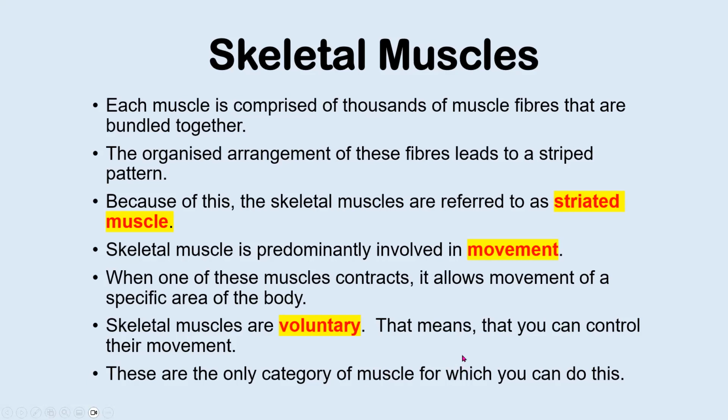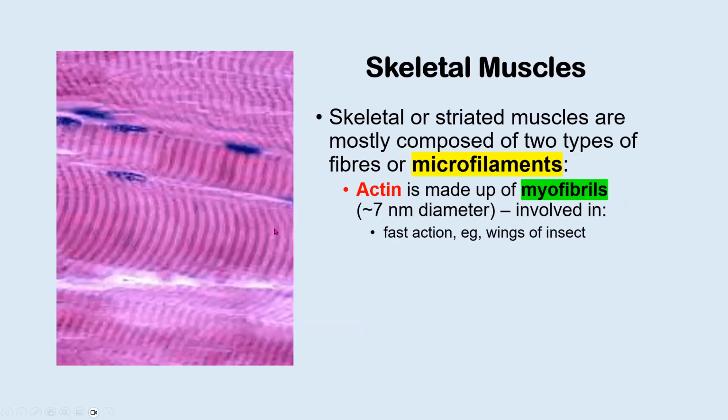So you have ultimate control of your own body, unless, of course, there's a medical issue of some sort. As I said, the other two forms of muscles can't do that. So this is basically what they look like under a microscope, and they're striped.